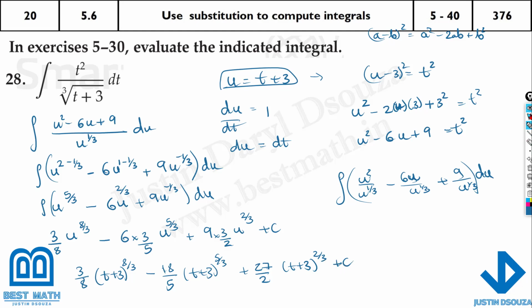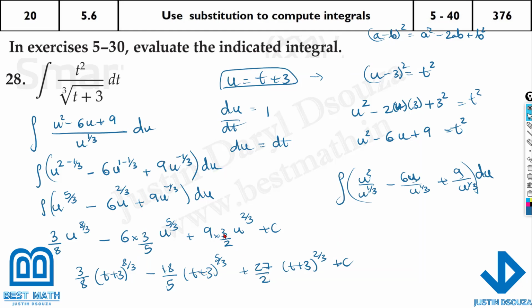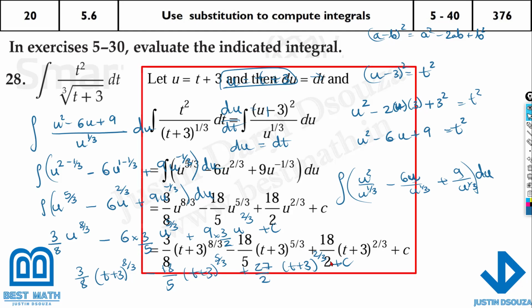This must be the answer. I hope this is correct. I hope I've not made any mistake. There are some mistakes here. No, I think it's all right. 2 thirds. Here, let's see the substitution, the solving. 9 times 3 would be 27 by 2. I believe what I've written is correct and this is wrong, because over here we have 2 thirds. Yeah, you have to multiply 9 times 3.